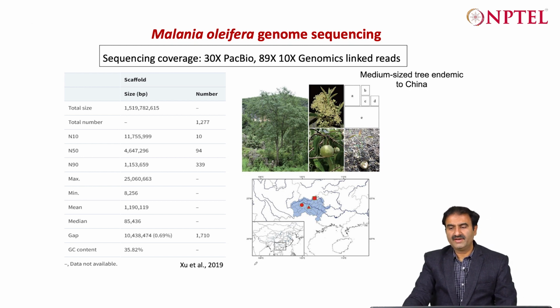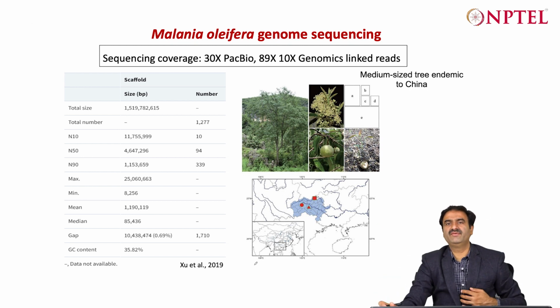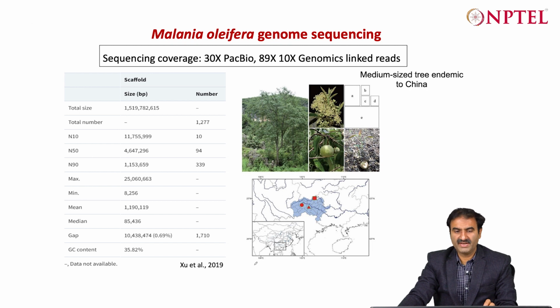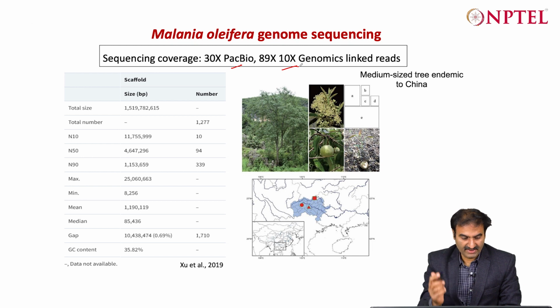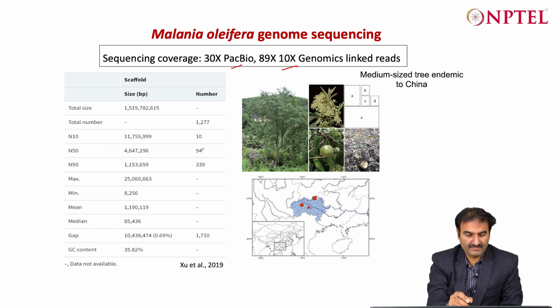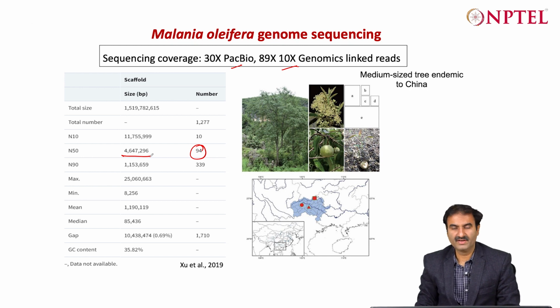Then this is another medium sized tree which is available in China, Melania oleifera. They also used the hybrid assembly approach using PacBio long reads and 10x Genomics, and they also got a good N50 of 4 MB, which is a good number.